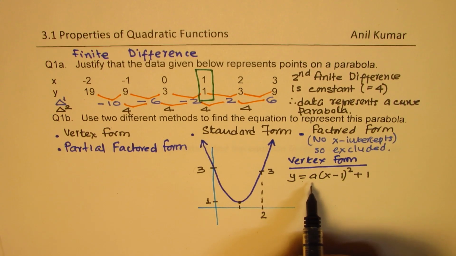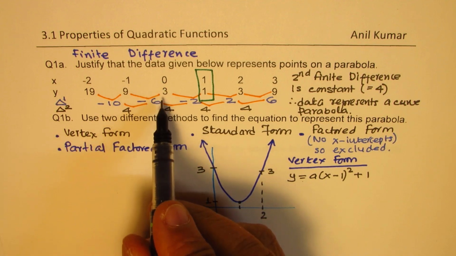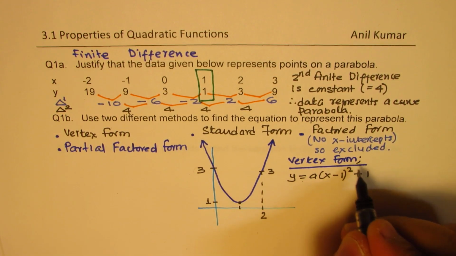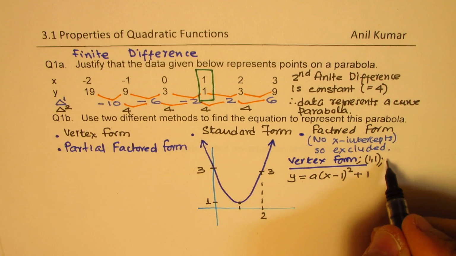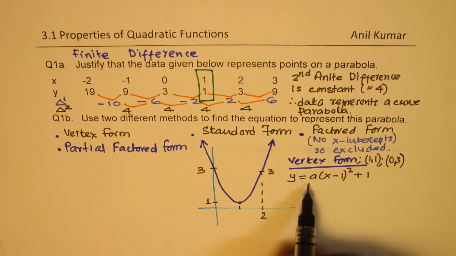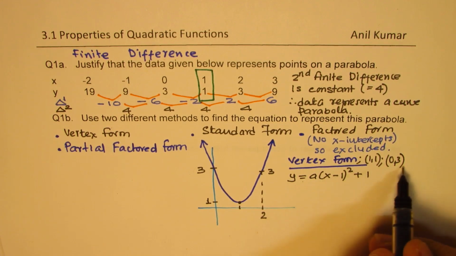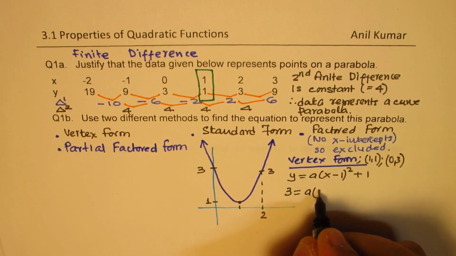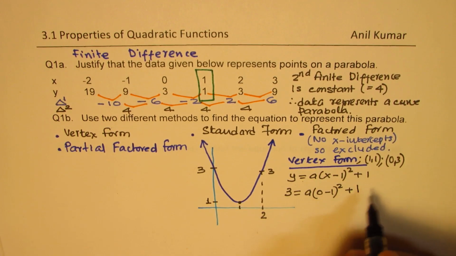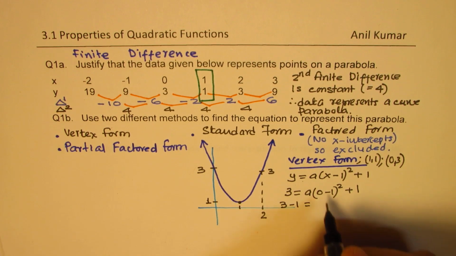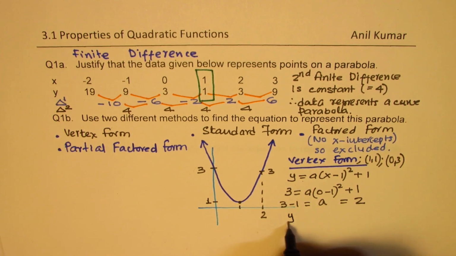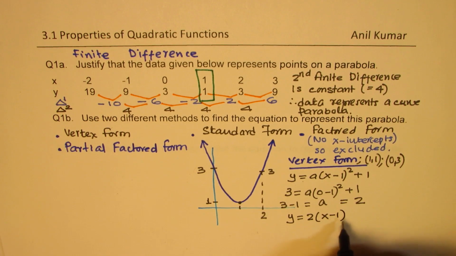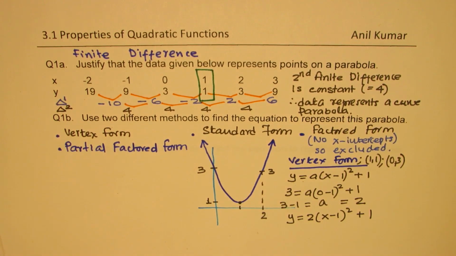To find the value of a, I could use another point which is 0, 3, right? So for the vertex form, we know from the data that one point is 1, 1, which is the vertex, and the other point which we are going to use is 0, 3. To find the value of a, if I substitute 0 for x and 3 for y, we get 3 equals a times 0 minus 1 whole square plus 1. Bringing this 1 to this side, we get 3 minus 1 equals a, right? Minus 1 square is positive. So the value of a is 2, and therefore we get the equation as y equals 2 times x minus 1 whole square plus 1. Clear? So that becomes one of our equations.